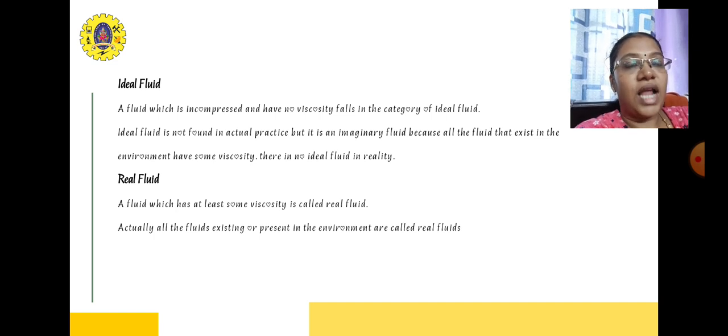It is not found in actual practice, but is like an imaginary fluid, because all the fluids that exist in the surroundings have some viscosity and there is no ideal fluid in reality. So this we call the ideal fluid.